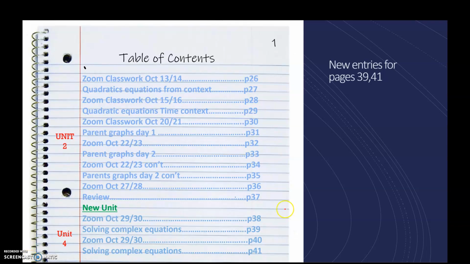All right, so table of contents, we are adding in a new unit. We will be starting unit 4, so that's right down here. And you'll be adding things to page 39 and 41.